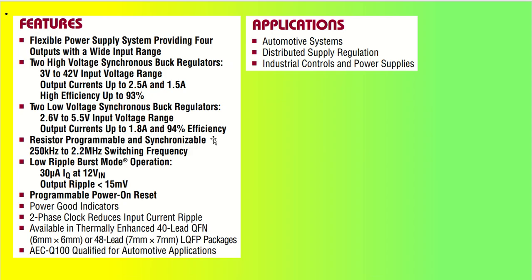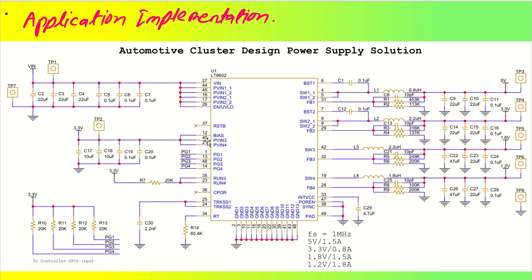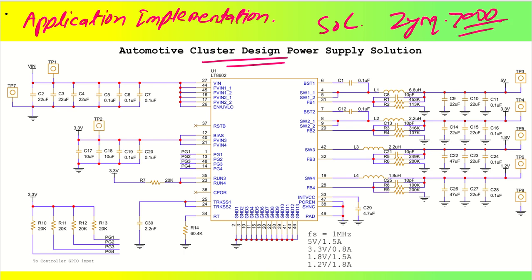As I have already explained about the applications, like automotive systems, distributed regulated power supplies and industrial control power supplies, these are the places it can be utilized. Now let us directly get into the circuit that we have designed. This is the circuit for my automotive cluster design using one of the SoCs, from the Zynq 7000 series, and a lot of other processors can also be utilized if you want.